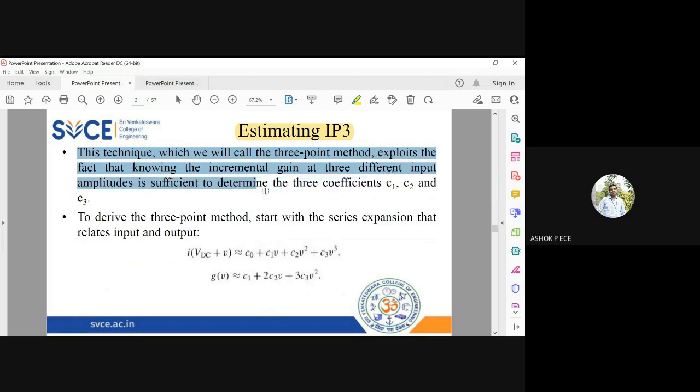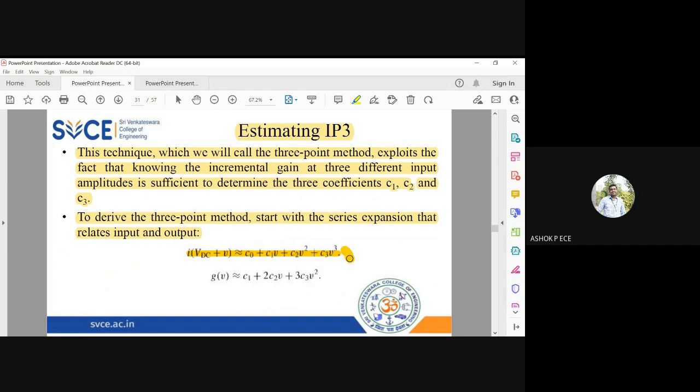In the three-point method, we are going to consider till the third order IP3. The five-point method is also there, where we'll consider till C4 V to the power 4 and C5 V to the power 5. The more points you take, the more accurately you get the value of IP3. That is the understanding. So I'm going to derive the IP3 estimation using the three-point method.